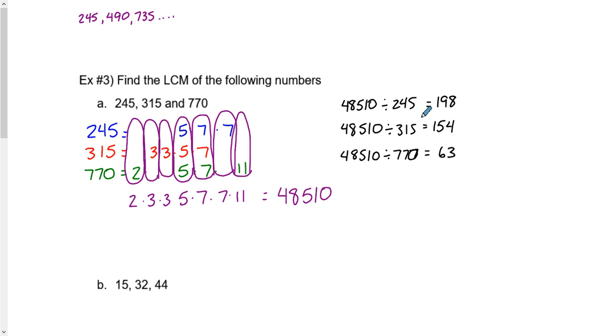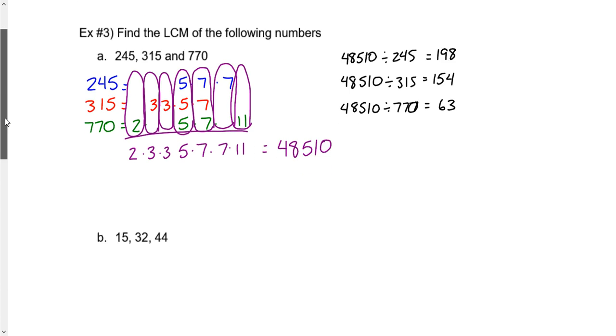So what that means is I actually have to skip count by 245, 198 times before I'd even get to here. 154 times for 315 and 63 times for the 770. Not the best use of your day. So let's look at another one.